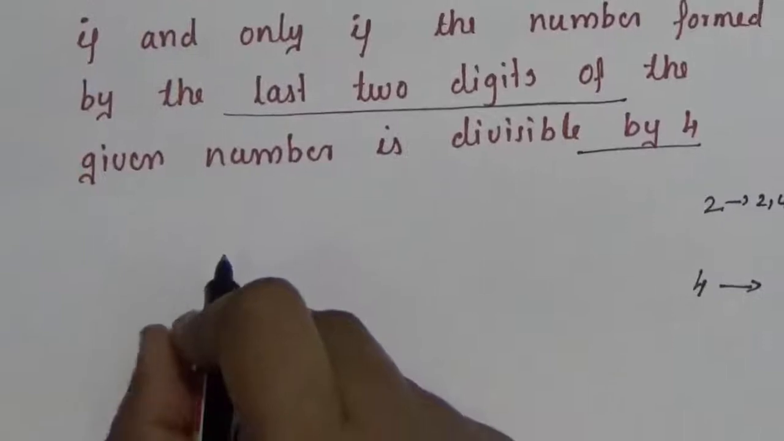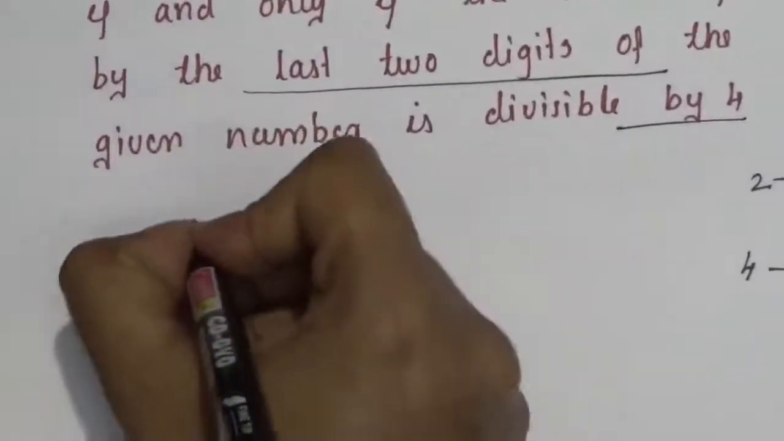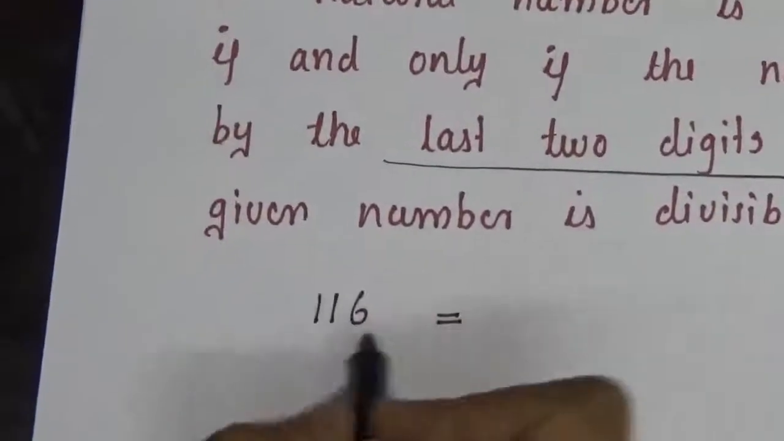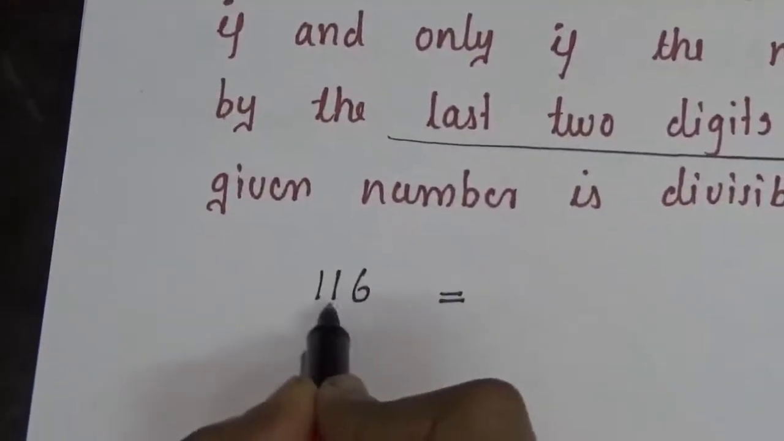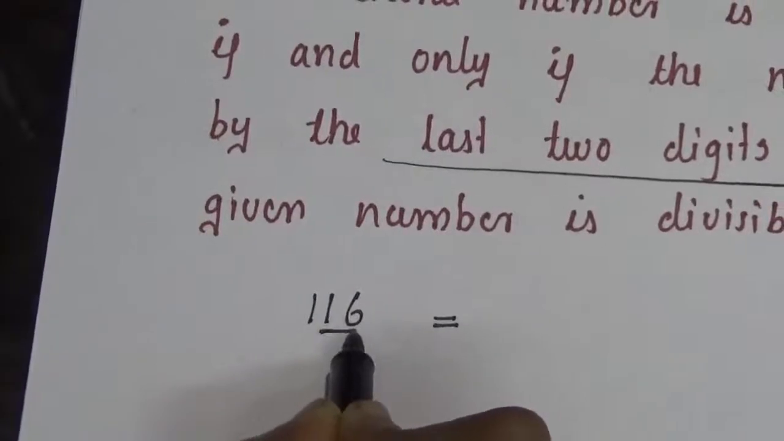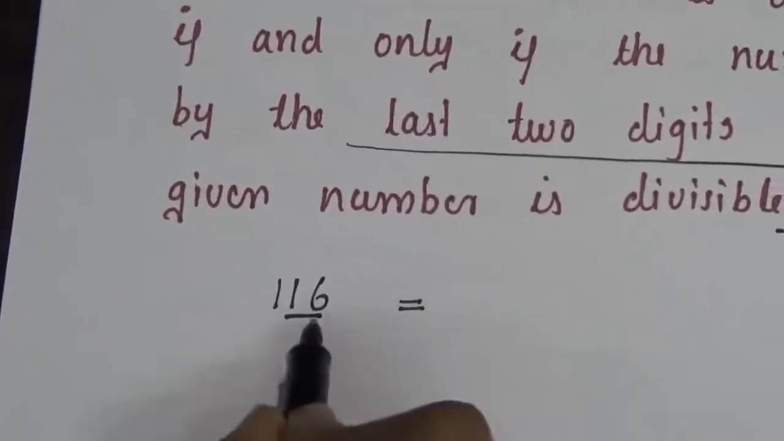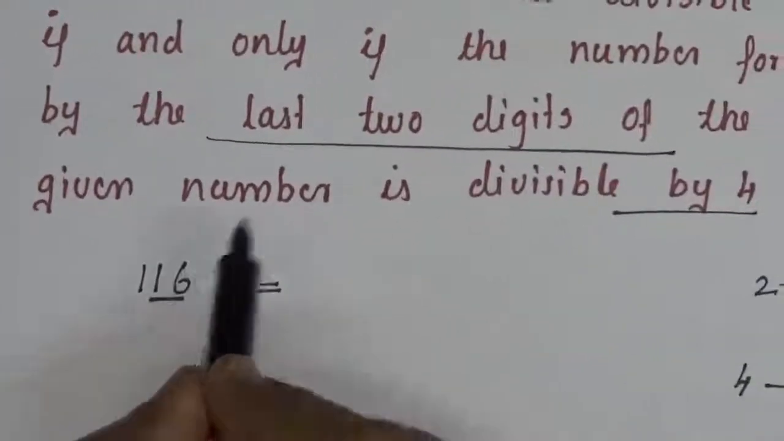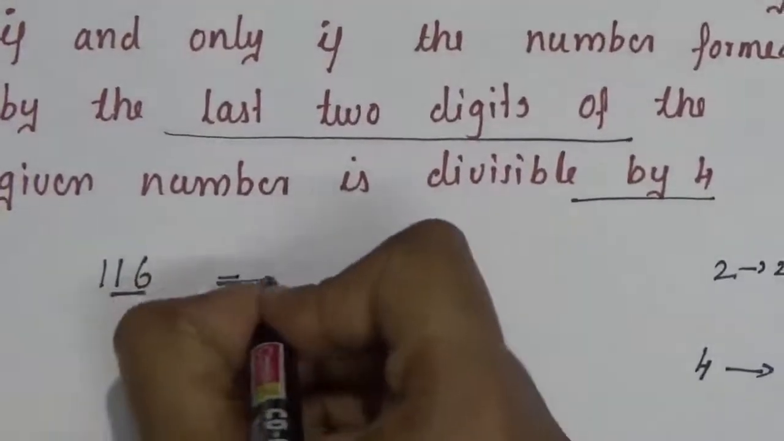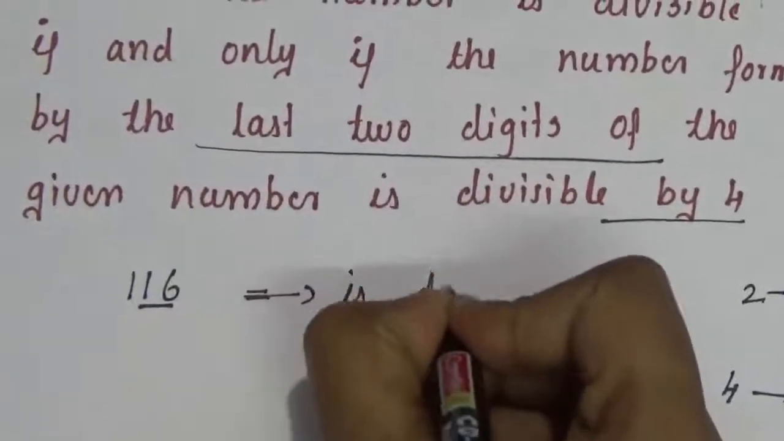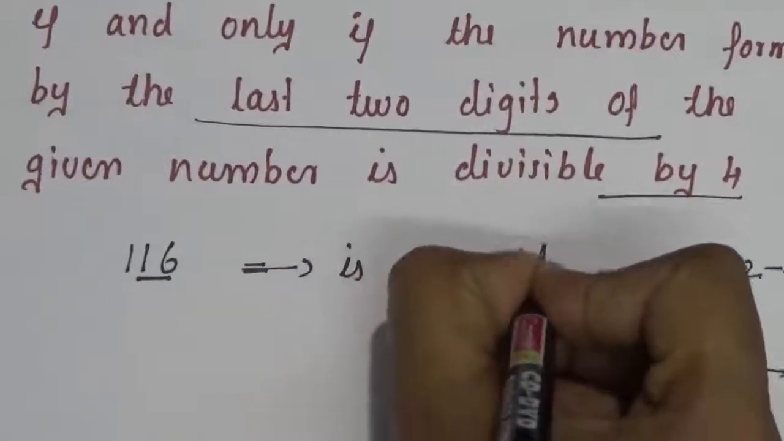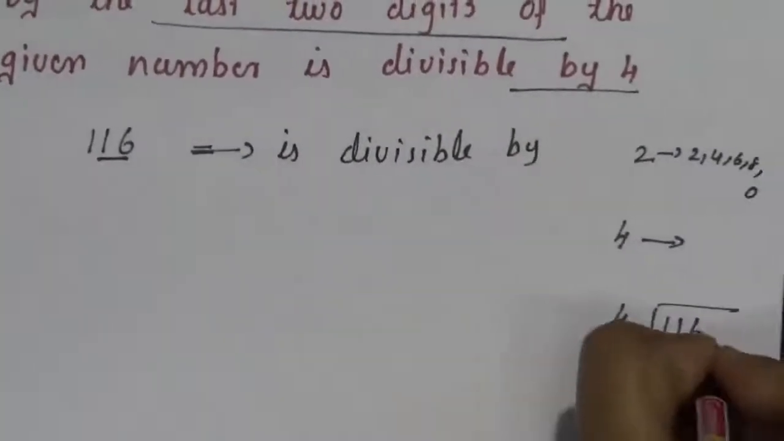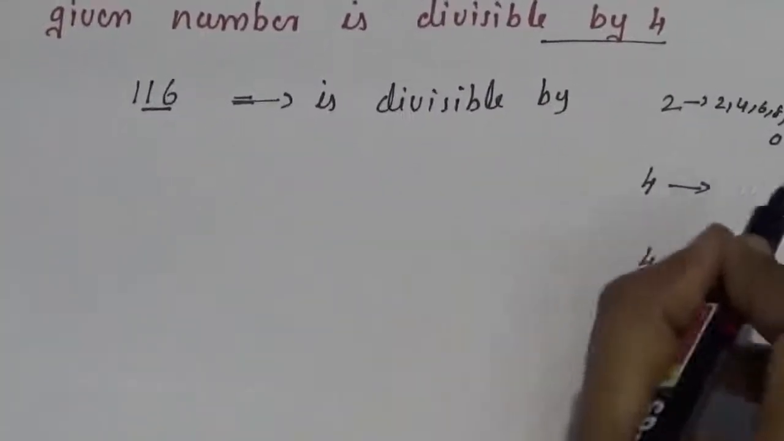we check whether the number formed by the last 2 digits of the given number is divisible by 4. Okay, let's take an example, 116. To check the divisibility by 4, you check the last 2 digits of the given number, that is 16. 16 is divisible by 4, or 16 is there in the multiplication table of 4. So we can say that this number is divisible by 4. You can check that: divide 116 by 4, you will get the remainder 0. Then we say that the number is divisible by 4, isn't it?